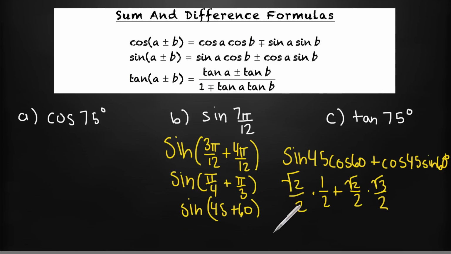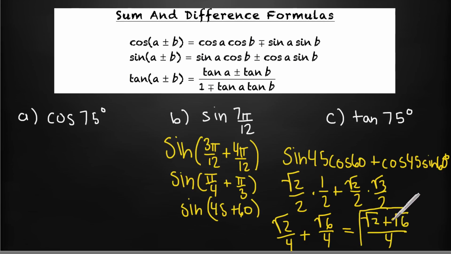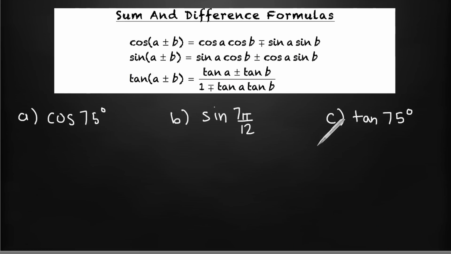That's simply going to give us root 2 over 2 times 2, which is 4, plus root 6 over 4. So our final answer, we've got a common denominator, so it's going to be root 2 plus root 6 over 4. And that is the answer for the sine of 7 pi over 12. All right, so let's see if we can now do this third example, tangent of 75.